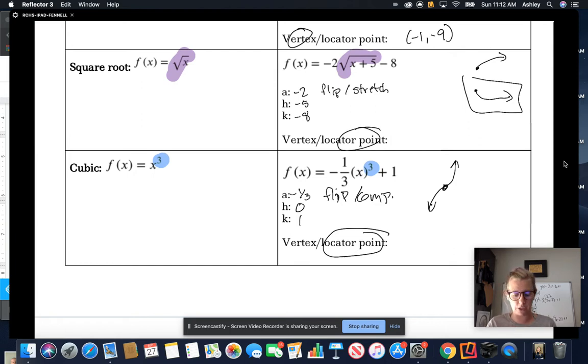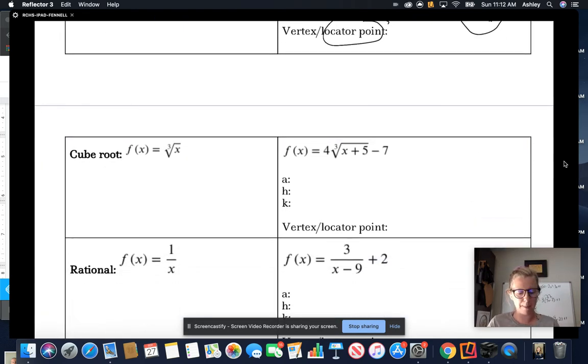A negative cubic function is going to be a reflection of that. So it's going to look something like this one here. So again, opposite direction. What was increasing over the entire domain is now going to be decreasing over the entire domain. Okay, how about a cube root function?